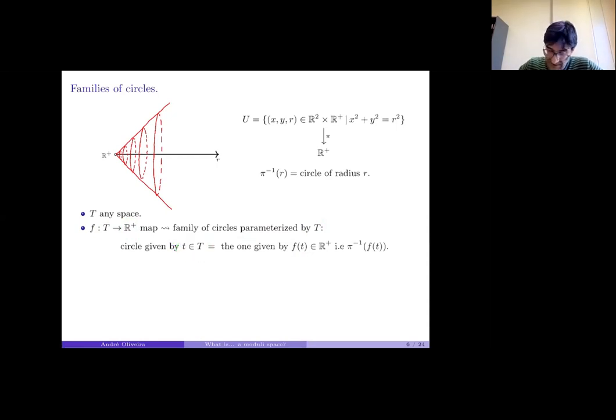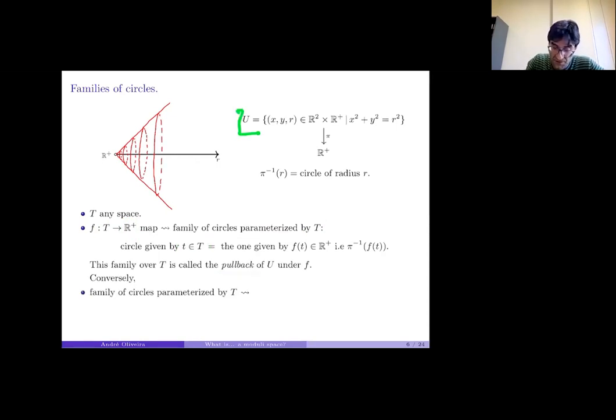This is called the pullback of this family U to my space T. Conversely, out of a map from any space to R plus, I have a family of circles parameterized by that space. But now conversely, if you have a family of circles parameterized by any space, then you build a map from that space to our moduli space.